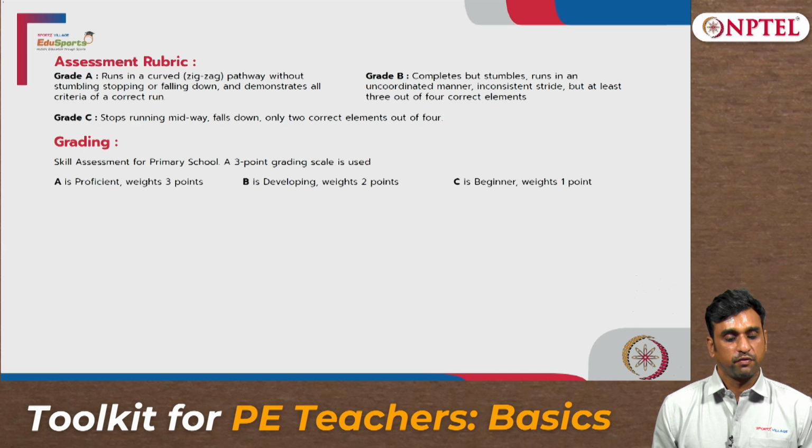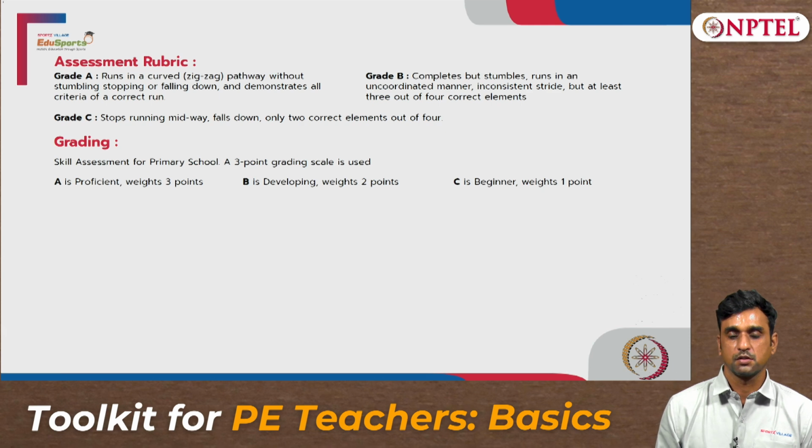So here A is proficient and weighs 3 points. B is developing and weighs 2 points. And C is beginner and weighs 1 point. So this is how your point scale grading system looks.